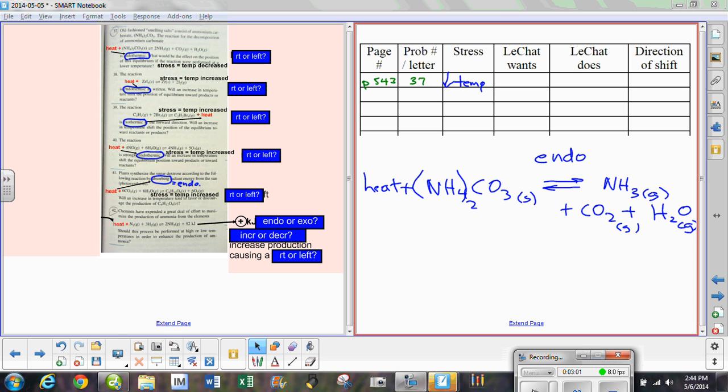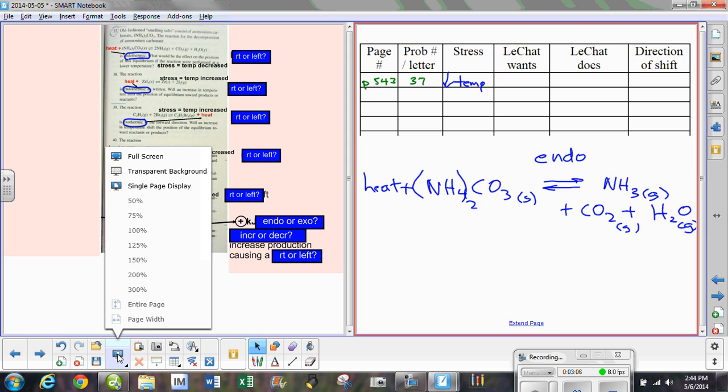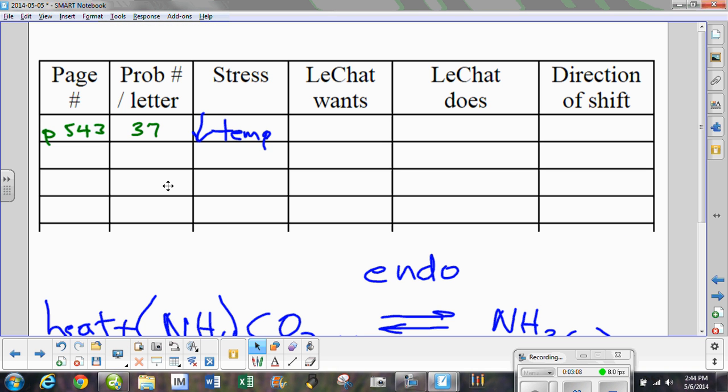And why don't we go ahead and make this just a single pane? I don't think the left pane is really going to help us a lot. There we go, and we can see everything a lot better. Okay, what does LeChat want to do? He wants to raise it.